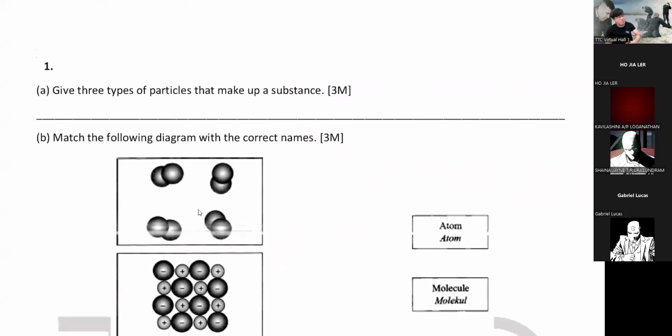Give 3 types of particles that make up a substance. So what is in a substance? You have your atom, being the simplest. You have your molecule, and you have the charged one, which is called ion.